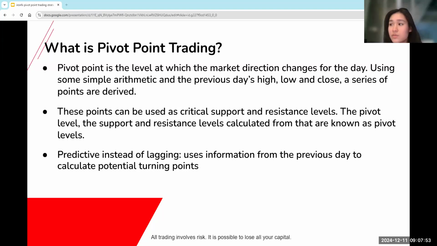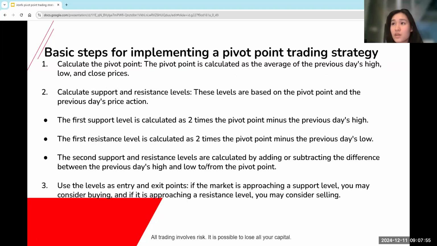Okay, let's continue. There are a couple of basic steps to implementing this indicator. Okay, firstly, you calculate the pivot point. It's calculated as the average of the previous day's high, low, and close prices.